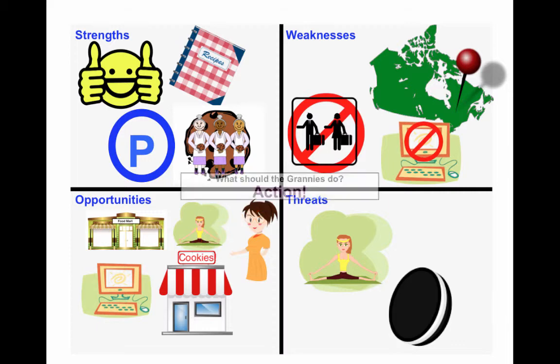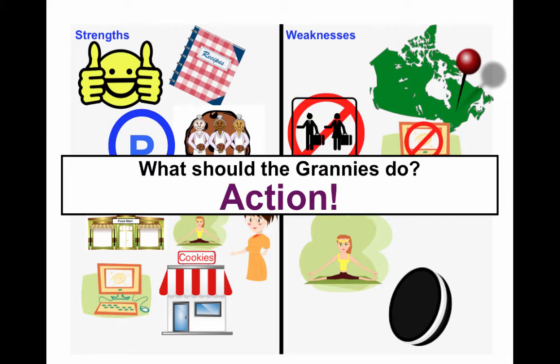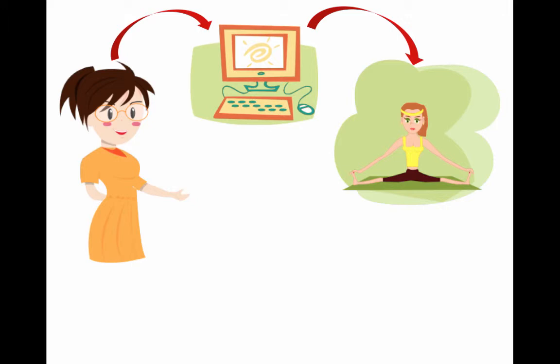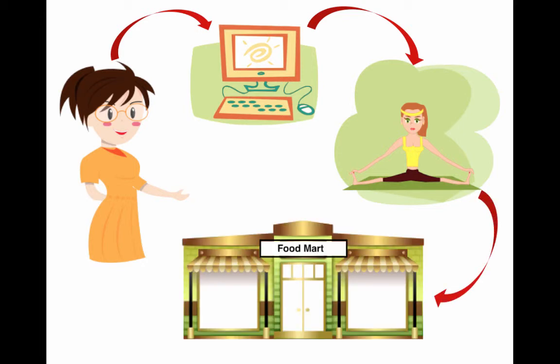So the final step, action. What should the grannies do? Based on what we see in the SWOT analysis, the grannies might find it helpful to hire a manager. That manager then might allow them to address one of their weaknesses and upgrade their technology. Using more modern technology and the help of the manager might allow them to develop a marketing plan to bring their no-fat cookies to market. And ultimately, that potentially makes them attractive to grocery stores who will then want to buy their cookies.